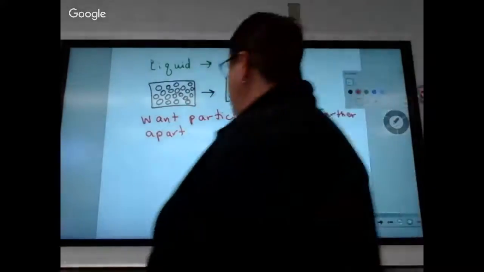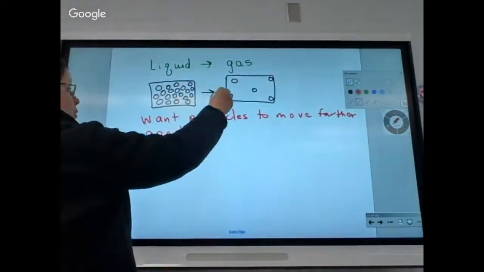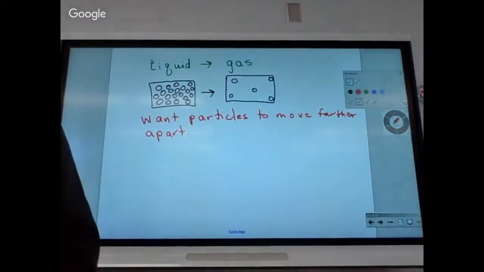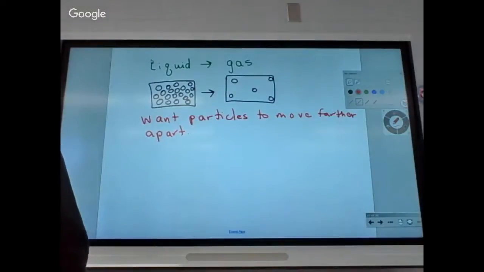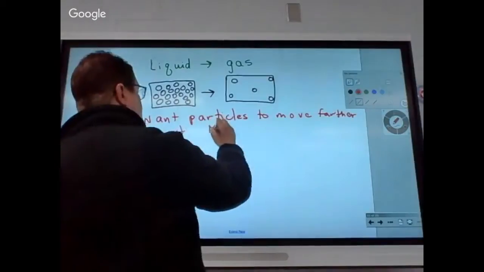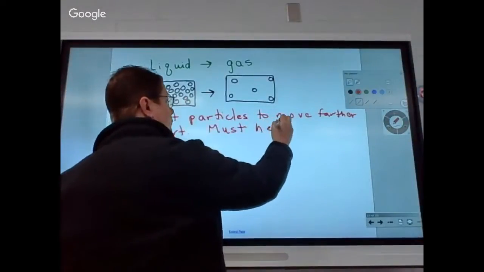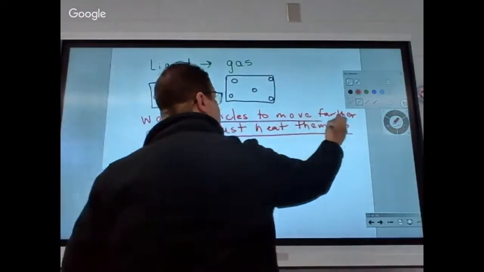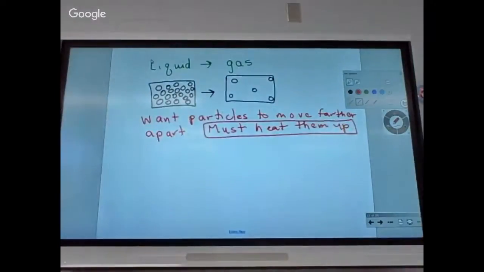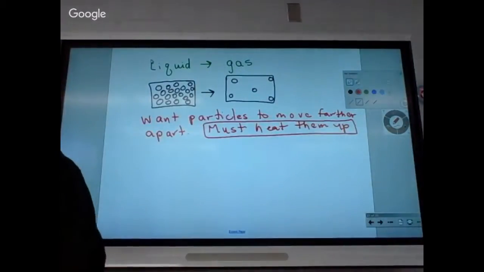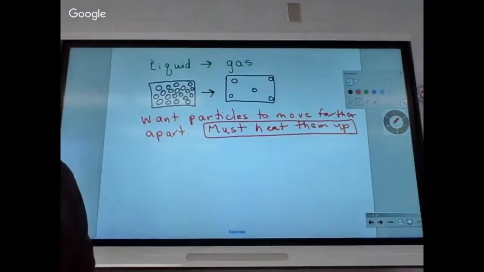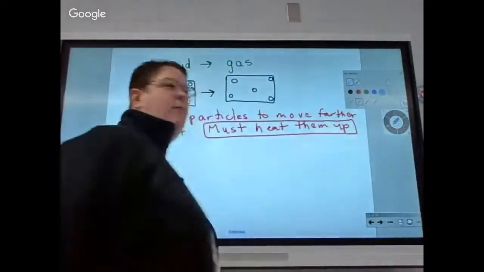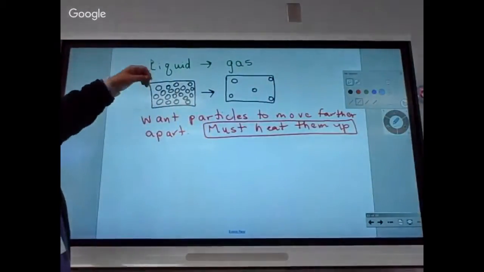Now, if we want our particles to move faster, what do we have to do to them? What have we learned about heat that we have to do to get those particles to move faster? We got to heat them up, okay? So if we want them to move faster and farther apart, we got to heat them up. Does that make sense to everybody? Exactly. If we want to heat them up, how are we going to get them? Are we going to add the heat to the left or to the right?